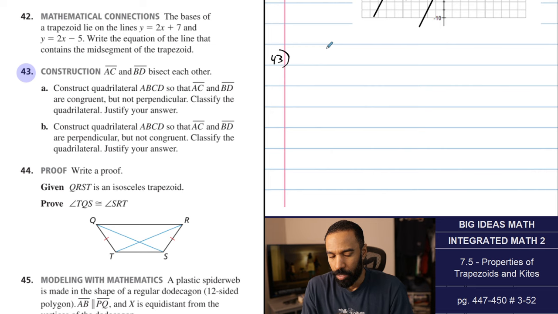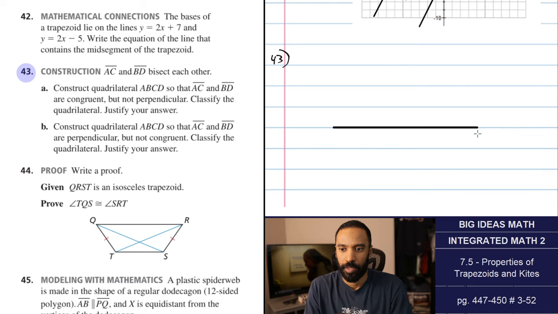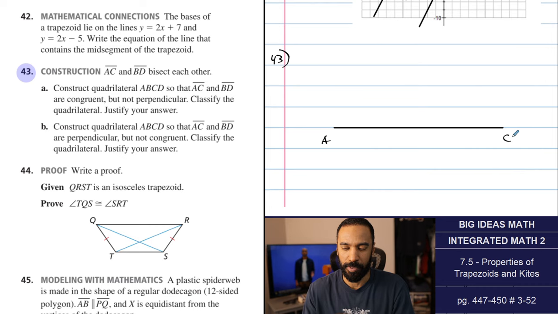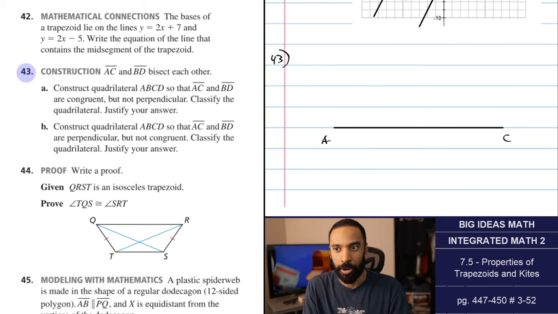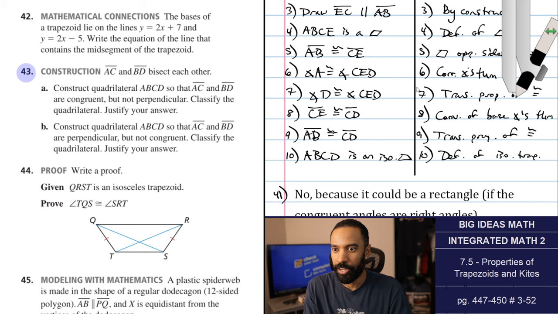Okay. So here's what I'm going to do. I'm going to make an AC. So I need to make them bisect, which means I still need to make a midpoint, which means I still need to make a perpendicular bisector, even if I don't end up using the perpendicular portion of it. But there's AC. Whenever I activate it, it goes all the way to the top of the screen, so I have to bring it down.